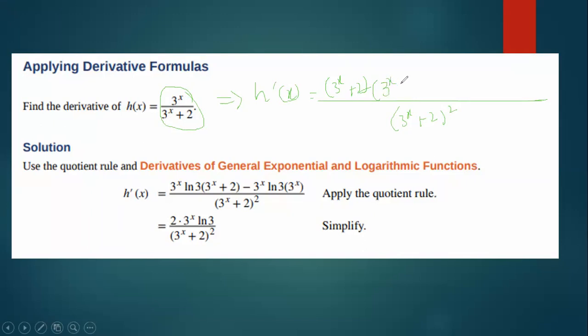3^x, then log of this base, so log 3. Okay, then minus the numerator as it is, so it will be 3^x, times the derivative of my denominator, which will be written as 3^x log 3 plus 0, meaning that the derivative of a constant equals 0.